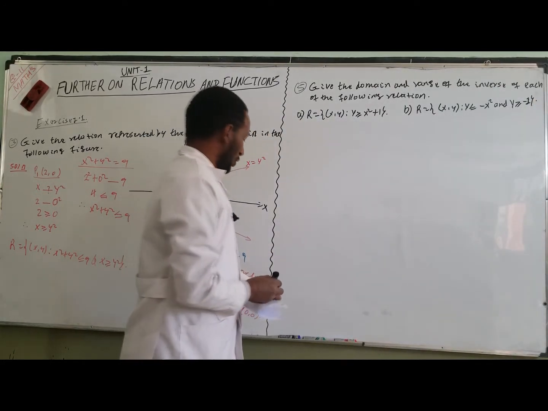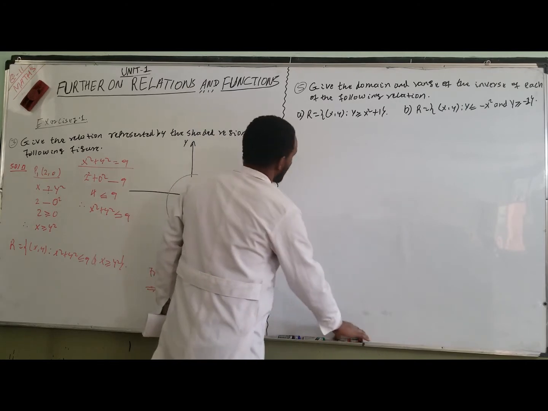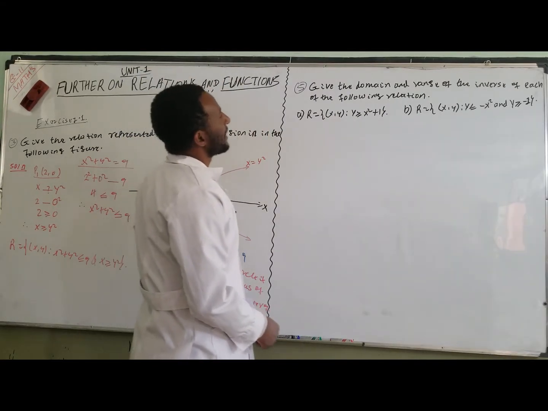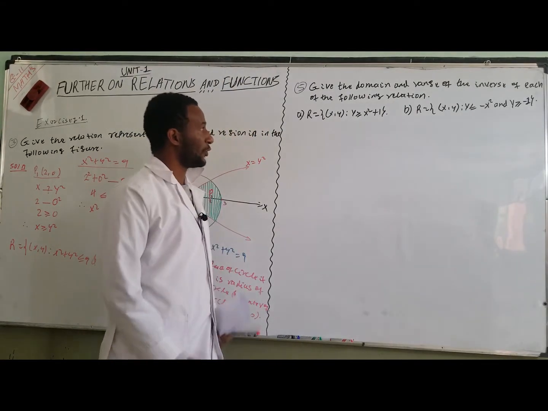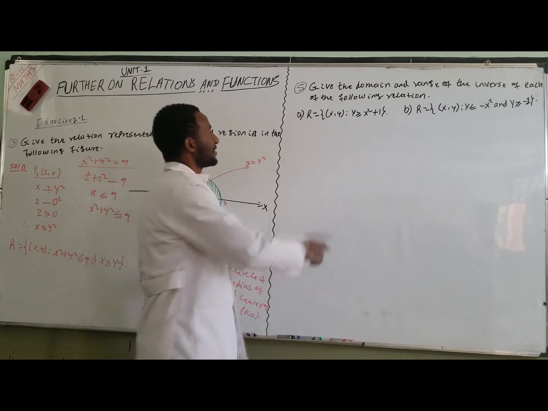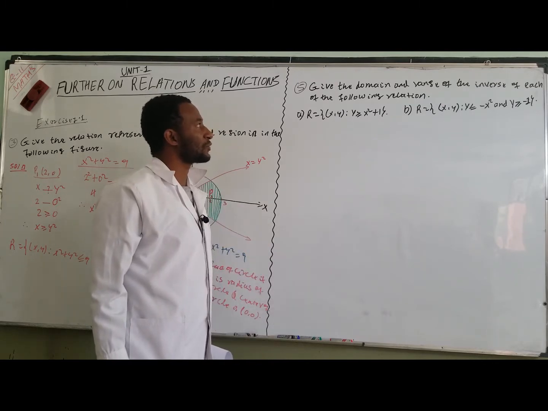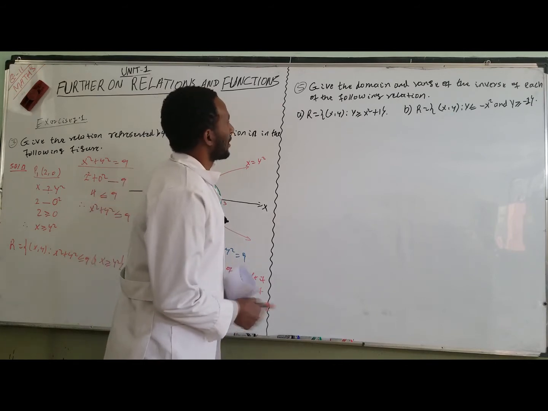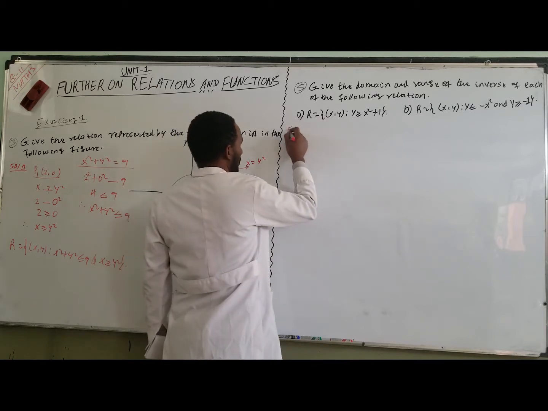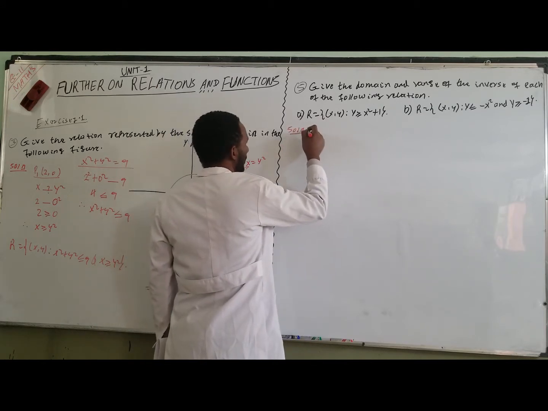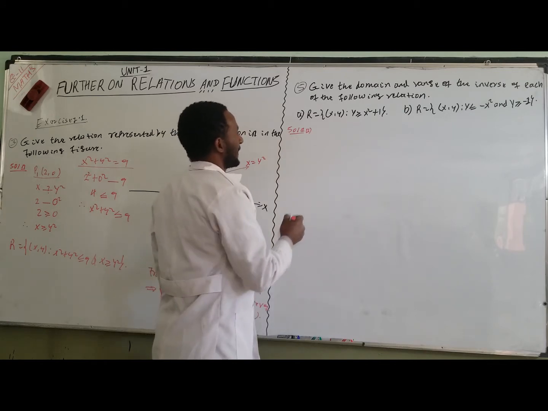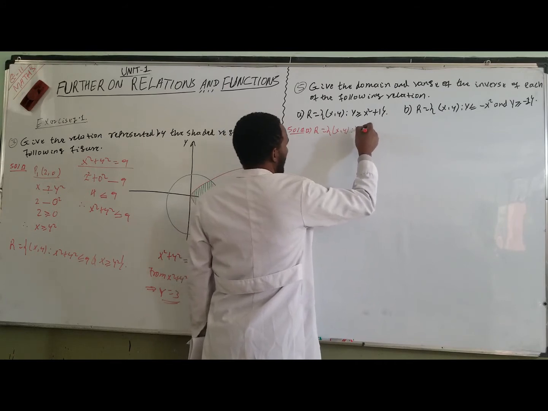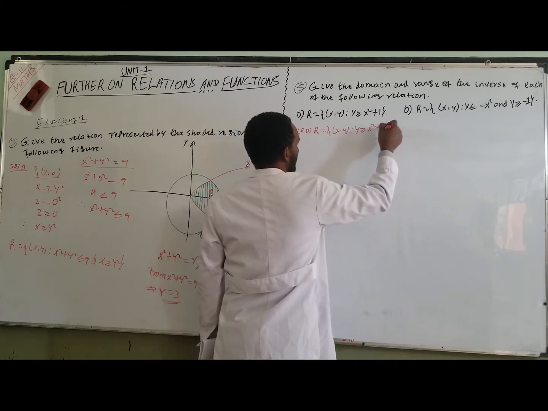Before you try to solve this question, you have to understand the question very well. Give the domain and the range of the inverse of each of the following relations. Before we find the domain and the range of the inverse of this relation, we have to find the inverse of the given relation. For the solution for A, the relation given to us is R equals {(x, y) such that y is greater than or equal to x squared plus 1}.